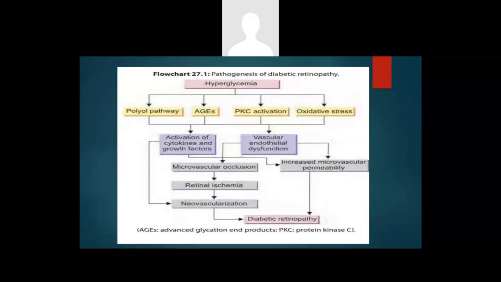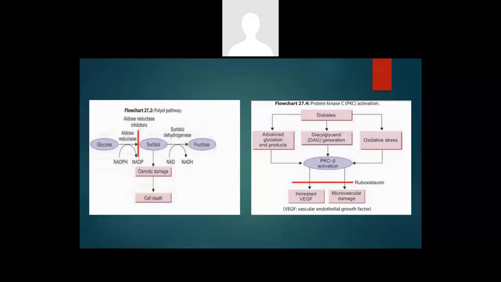The polyol pathway is otherwise called the sorbitol pathway, and these things do two things. One is vascular endothelial dysfunction, which causes microvascular occlusion, resulting in ischemia and neovascularization. The other is activation of cytokines and growth factors. This increases the microvascular permeability and causes diabetic retinopathy.